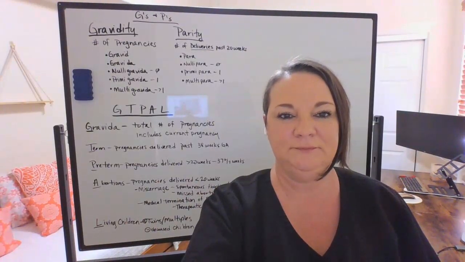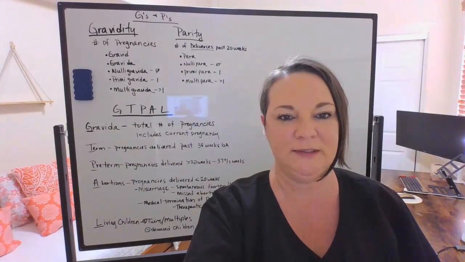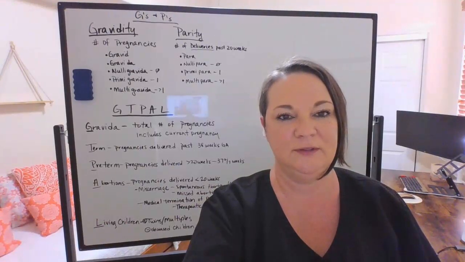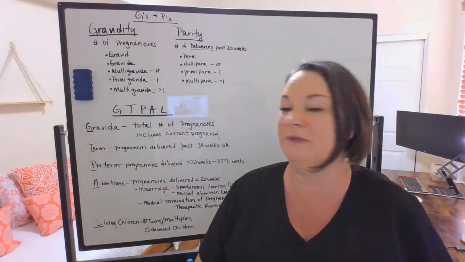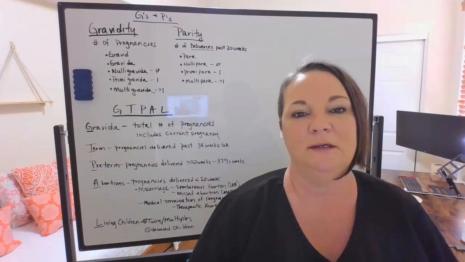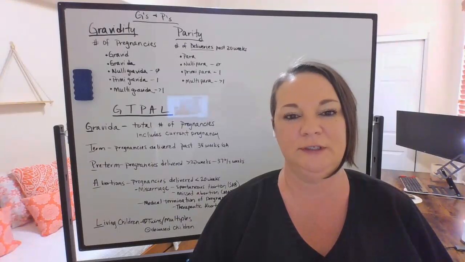When we look at each pregnancy, most facilities or most areas of nursing will use G's and P's, which is right up here at the top, gravidity and parity. That is kind of like a shortened version of an obstetric history.